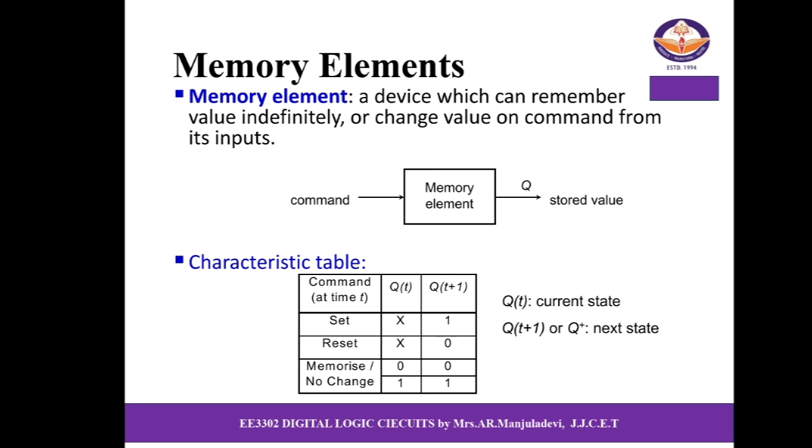This is the characteristics table of a memory element. When the input is set, which can be either 1 or 0, the output should be 1. When the input is reset, which can be either 1 or 0, the output should be 0. In the no change condition, the given input is the same as the output. If the given input is 0, then the output is 0. If the given input is 1, then the output is 1.